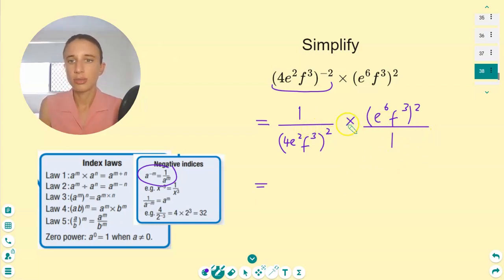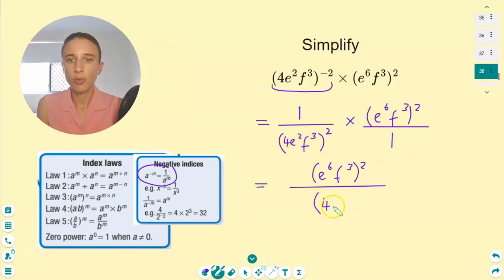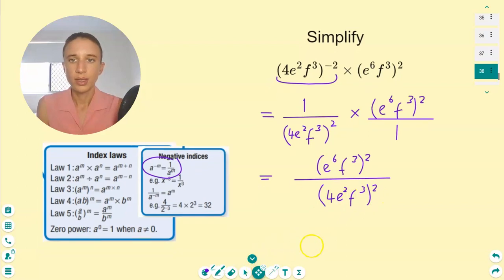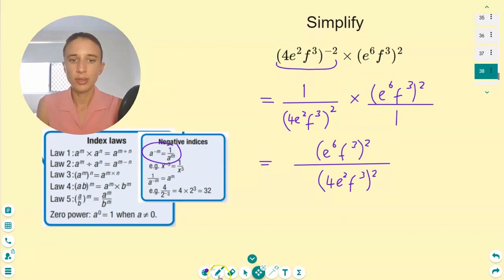And then I look at it and it's just multiplying two fractions. So multiplying fractions, we do numerator times numerator and then denominator times denominator. So taking this across, we can rewrite them over the same fraction sign. And this will just be e to the 6 f to the 3 squared over denominator times denominator, 4e squared f cubed 2. And it says simplify, so we've got to keep going.